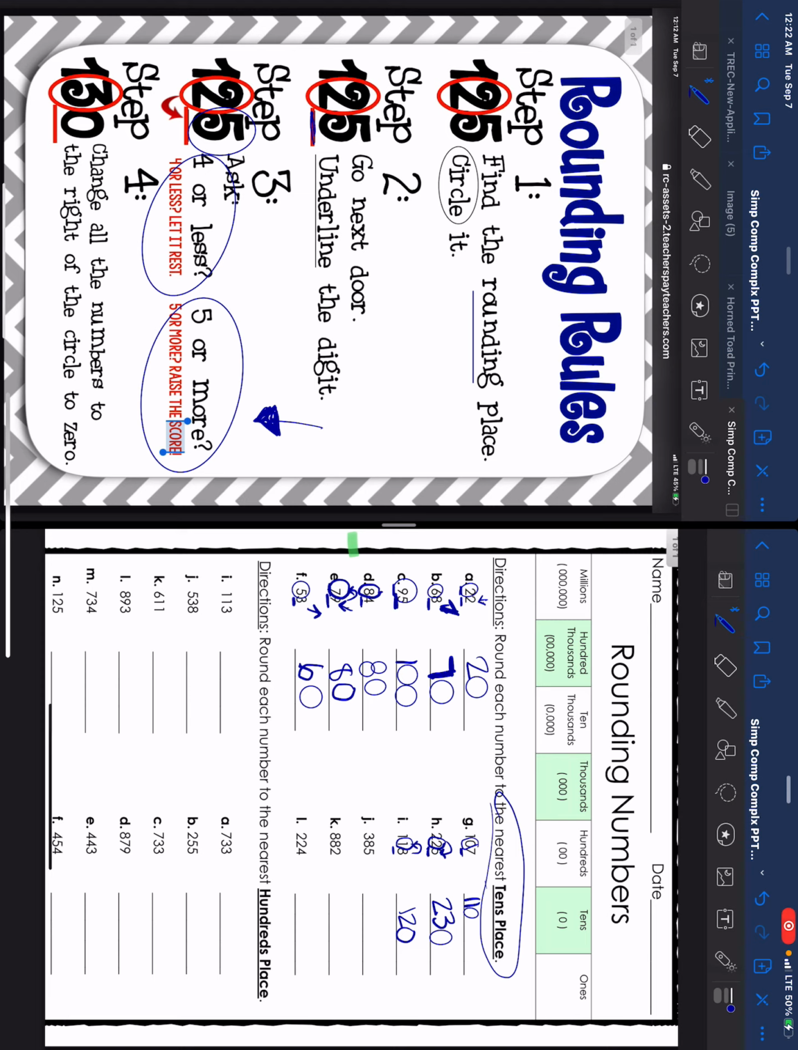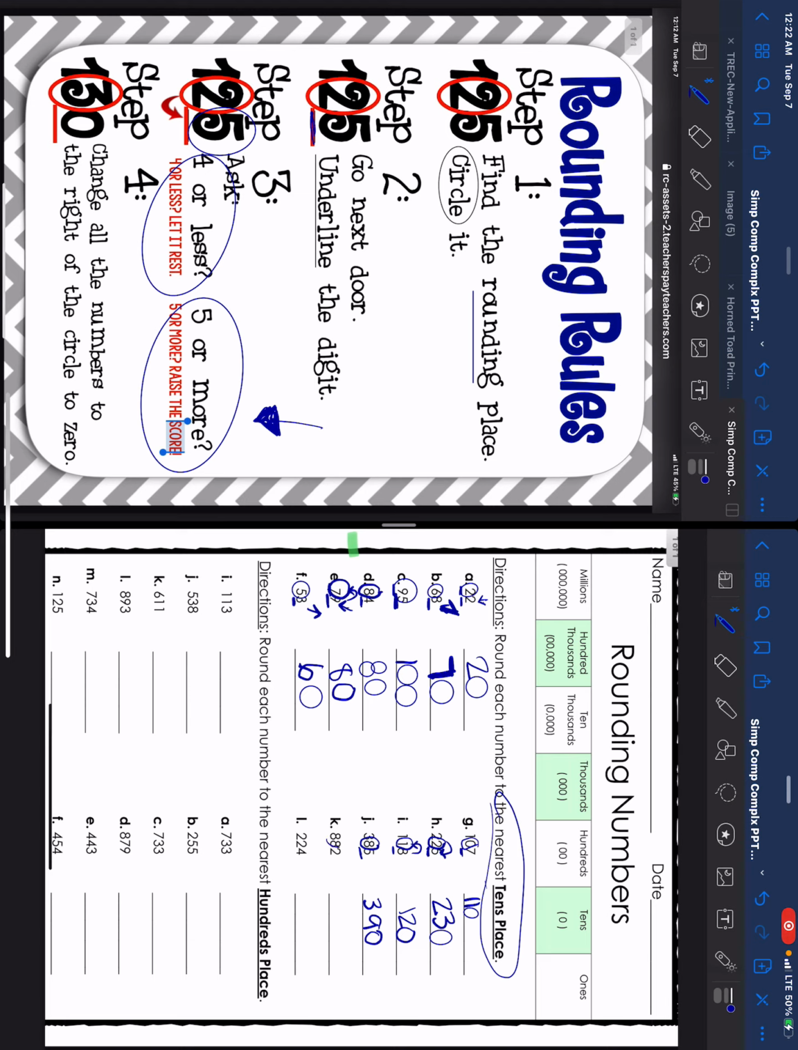And then J, 385. Find the rounding place. Tens, circle it. Go next door for step 2, underline the digit. Step 3, 4 or less, let it rest. Nope, it's 5 or more, raise the score. So this 8 becomes a 9, and then we got to bring down the 3. All the numbers to the right of the circle become 0.